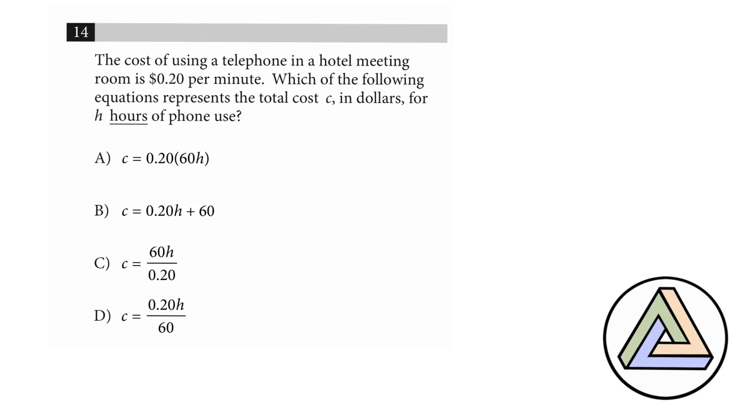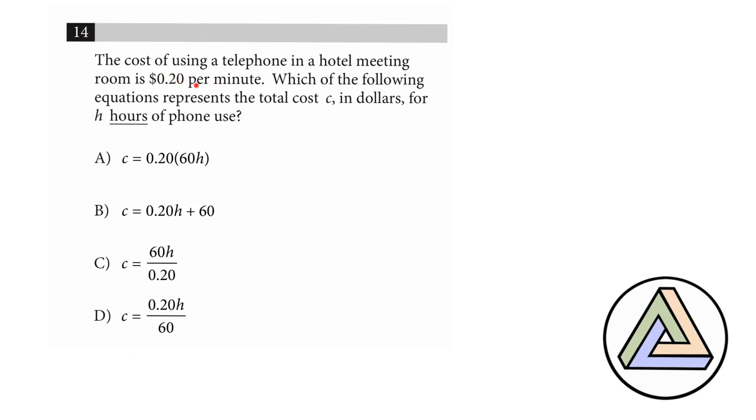Okay, the cost of using a telephone in a hotel meeting room is 20 cents per minute. Which of the following equations represents the total cost in dollars for H hours of phone use? Right, so they're asking for hours when they gave you the rate per minute, right? Well, these answer choices are all supposed to be potential equations that represent the total cost in hours. So let's just forget about these for a second, and we're going to use logic and reason and math skills to just take a look at the first sentence. Cost of using a telephone in a hotel meeting room is 20 cents per minute. Okay, just focusing on that and forgetting these for a second.